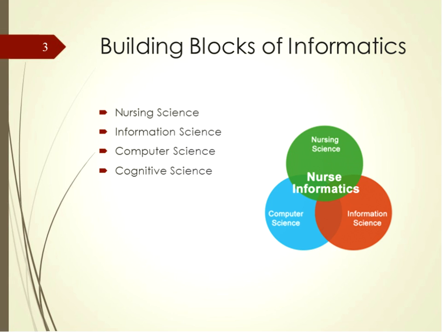Information science is defined as the science of information, studying the application and usage of information and knowledge in organizations and the interfacings or interactions between people, organizations, and information systems. Computer science is defined as a branch of engineering or application of science that studies the theoretical foundations of information and computation and their implementation and application in computer systems. Cognitive science is defined as an interdisciplinary field that studies the mind, intelligence, and behavior from an information processing perspective.